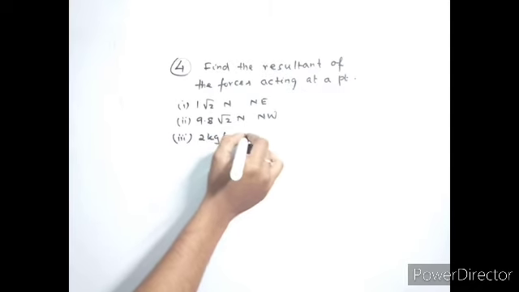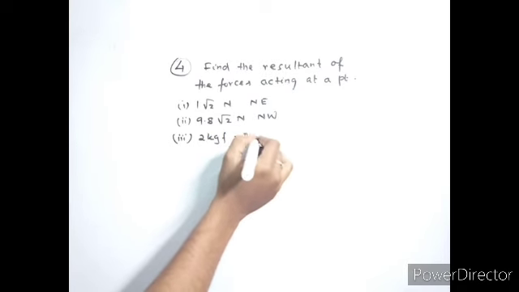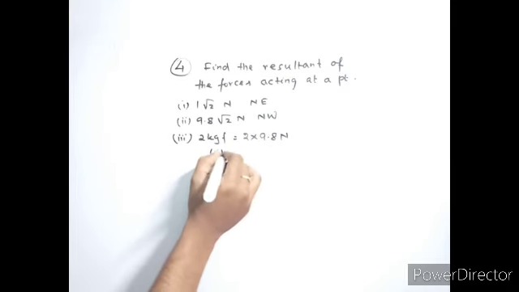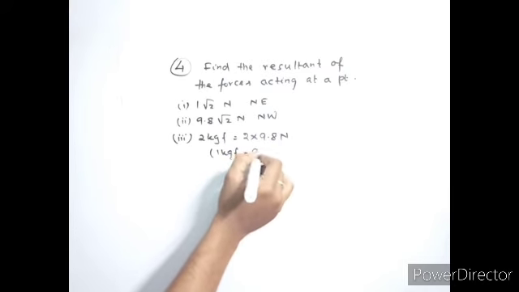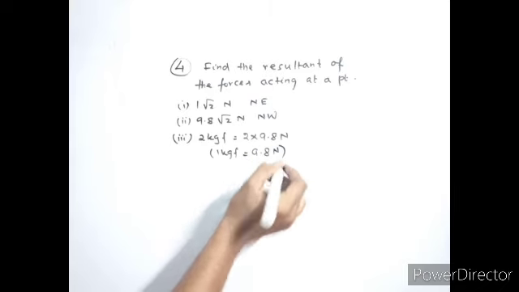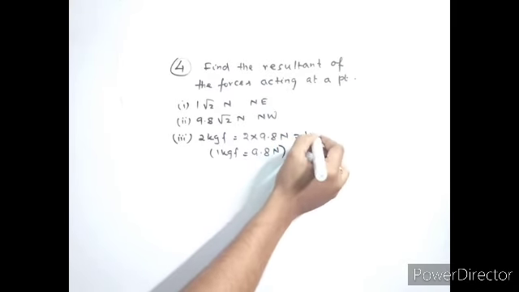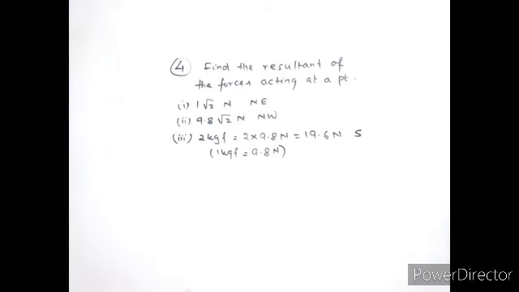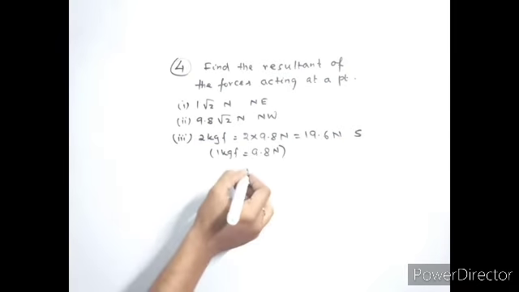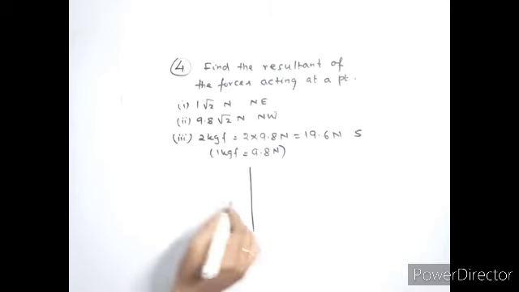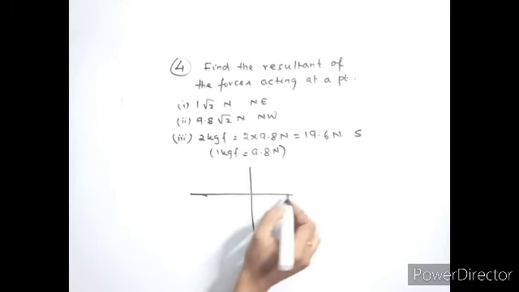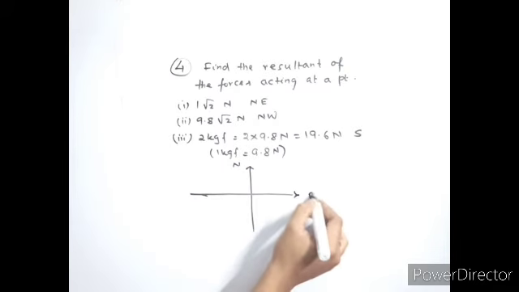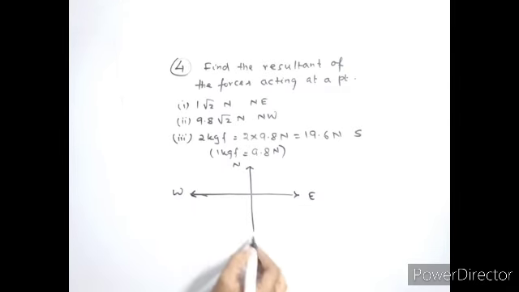And 2 kgf, as I have told you, 1 kgf is equal to 9.8 newtons, so 2 kgf is equal to 2 times 9.8, which equates to 19.6 newtons, and this is acting in the south direction. So we draw the axes, the directions over here. So that is the north, east, west and south.